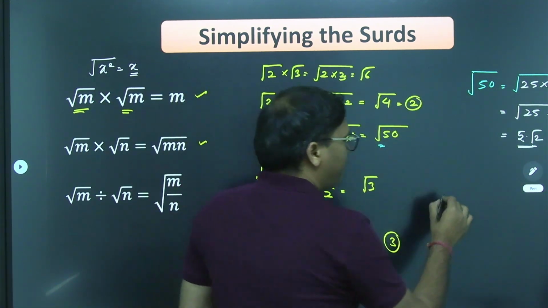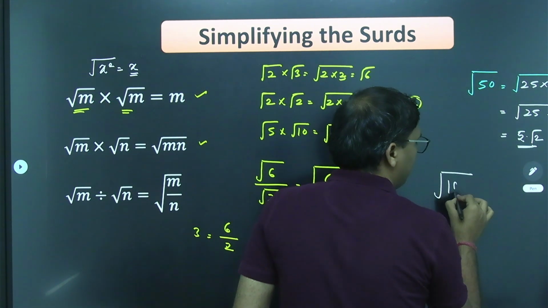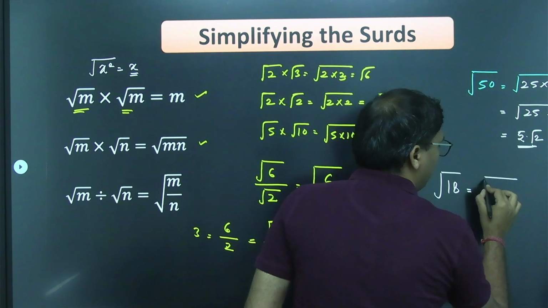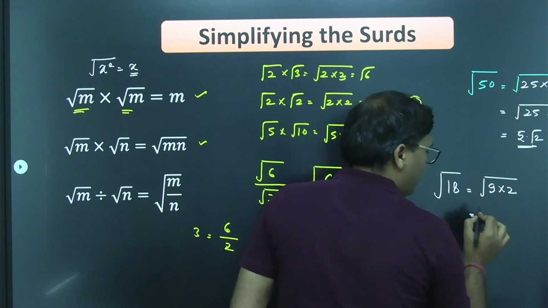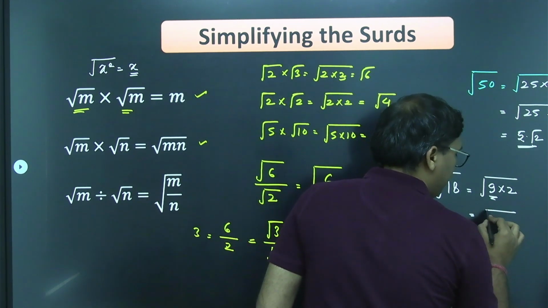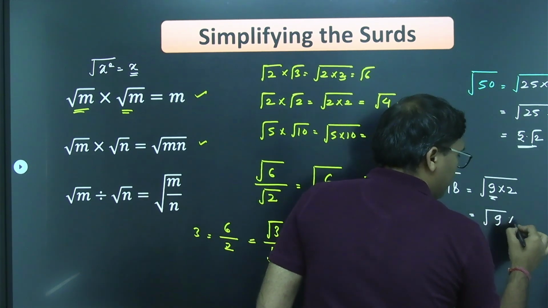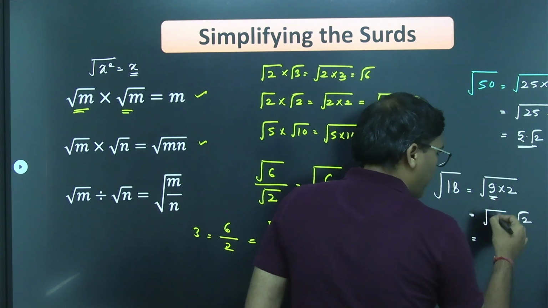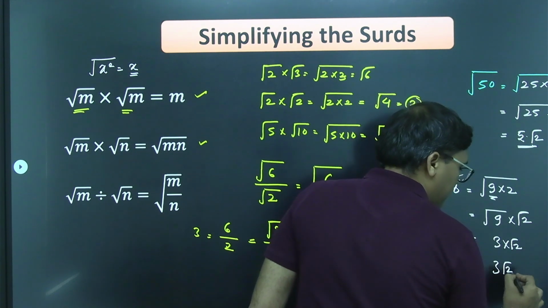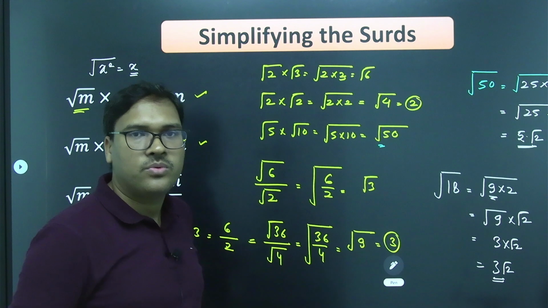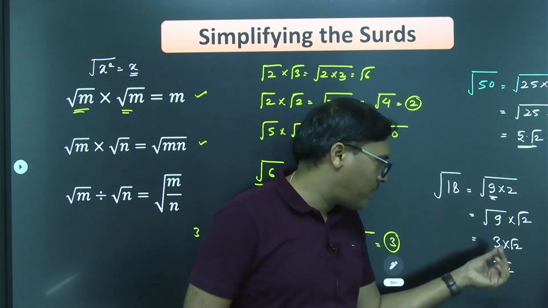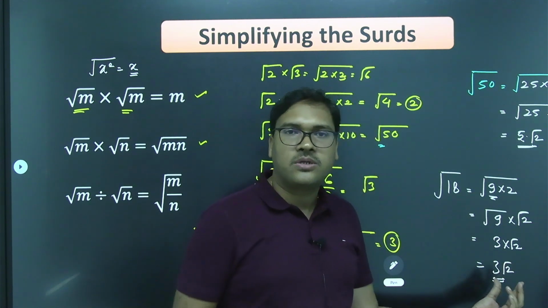For example, if you have root 18, I want to simplify this. So what is root 18? Root 18 can be written as square root of 9 into 2. Now this is square root of 9 into square root of 2. Now what is square root of 9? This is equal to 3 into root 2, which is written as 3 root 2. This expression is same as this. Even if you don't put the multiplication symbol, that is fine. This is 3 root 2.